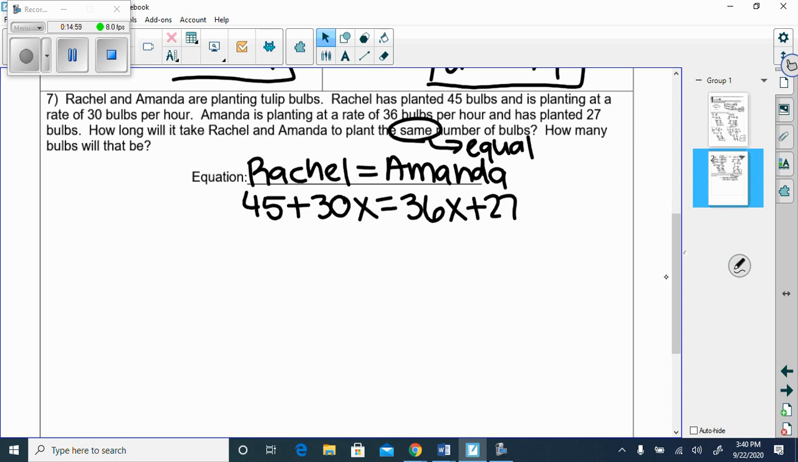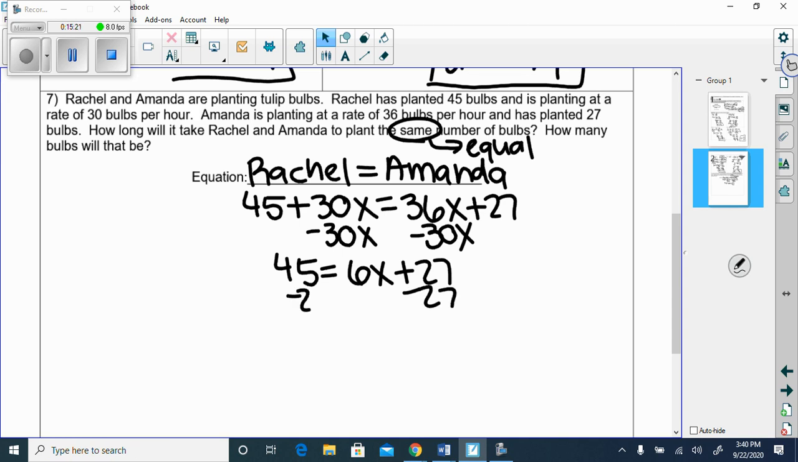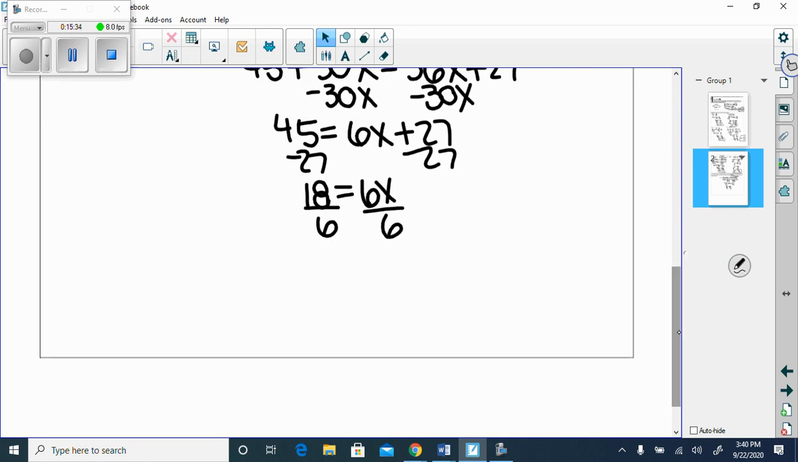Okay? So now I just need to solve. What do we want to do first? To keep our variable positive, I'd move the 30 over. So I do have 45 is equal to 6x plus 27. Good. So I have 18 equals 6x. So it means that after how many hours? 3.